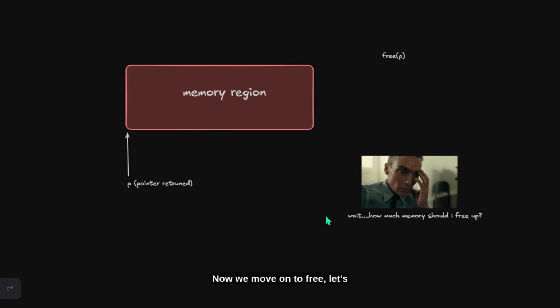Now we move on to free. Let's say someone wants to free up memory and calls the free function with the pointer p in the parameter. See that it only gets a pointer, not the size. So how does free function know how much memory to free? This is a problem because memory is just raw bytes. If free function is called, it does not know whether it should release 50 bytes or 100 bytes. That's because pointer alone is not enough to describe a memory block. We also need the size, otherwise we don't know how much memory to free.